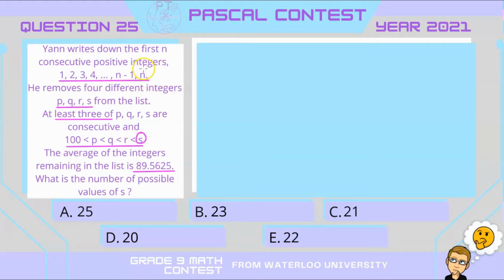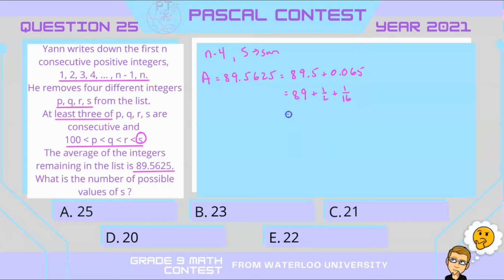Alright, so we originally start with n integers, and after we remove 4, we have n minus 4 integers. So I'm going to call s the sum of these integers. And I also know that the average of these integers is 89.5625. I want to split this into a fraction, so let me break this apart. I'm going to have it as 89.5 plus 0.0625, and that reduces to 89 plus 0.5, which is a half, plus 0.0625, which is a 16th.